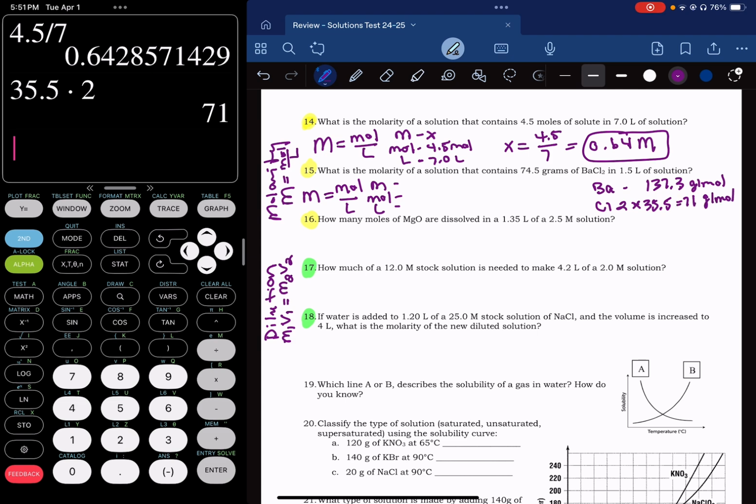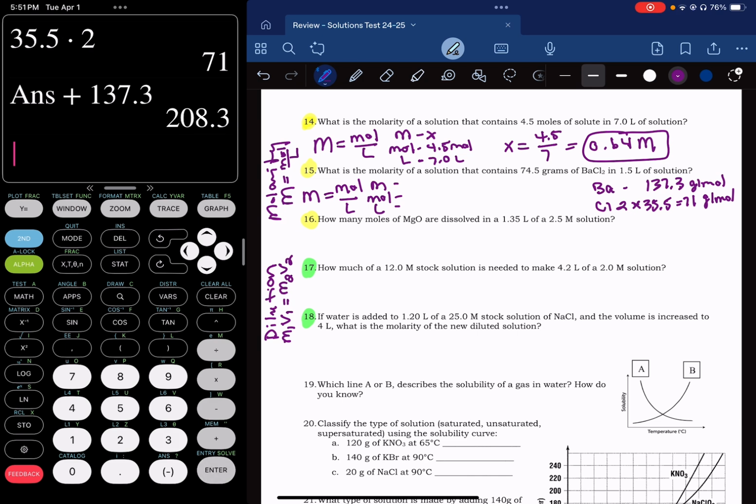Now we need to add them together. So our 71 plus 137.3 is going to be 208.3. We'll just write it over here, 208.3 grams per mole. That is the molar mass of our barium chloride. Now that we have that number, we can do our train tracks. Because we almost have no space, I'm actually going to go to the top of the page here to do the train tracks.